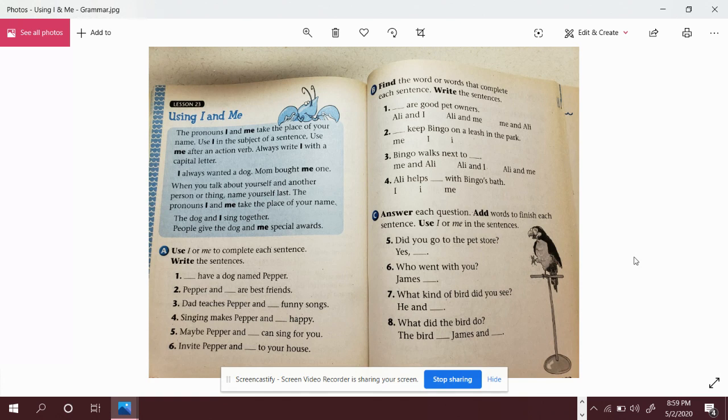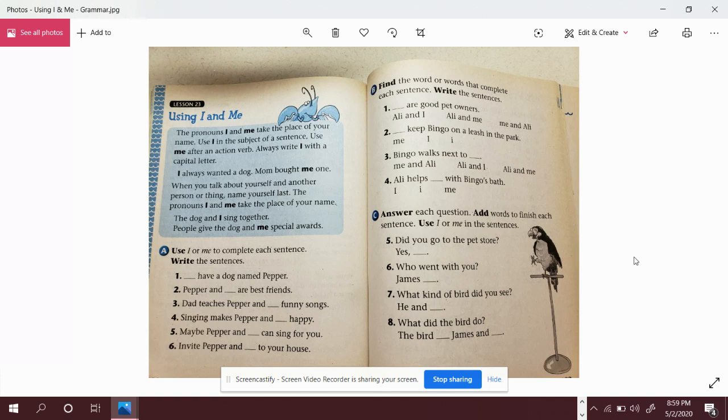Use I in the subject of a sentence. Use me after an action verb. Always write I with a capital letter. Remember, we know that the word I is always written with a capital letter. I always wanted a dog. Mom bought me one.